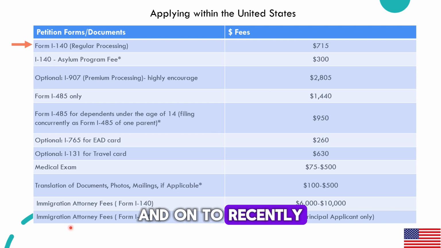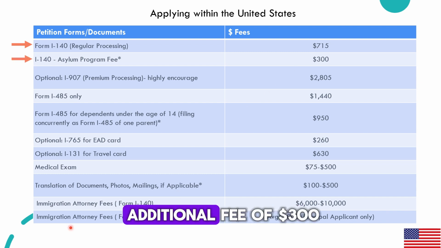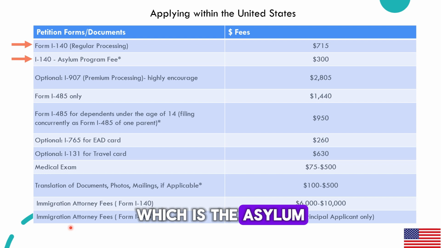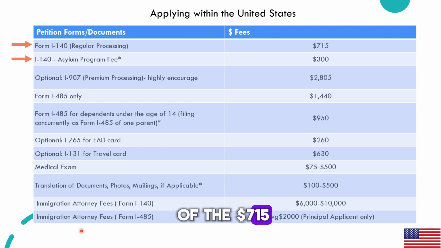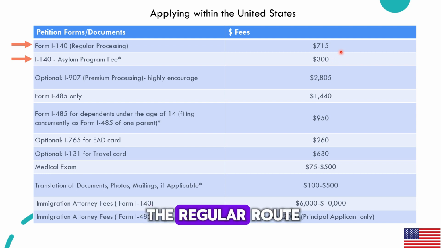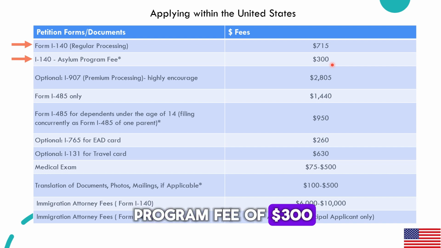And until recently, there has been an additional fee of $300, which is the asylum program fee, added on top of the regular processing fee of the $715. Meaning, if you go the regular route, you have to pay $715 plus the asylum program fee of $300.